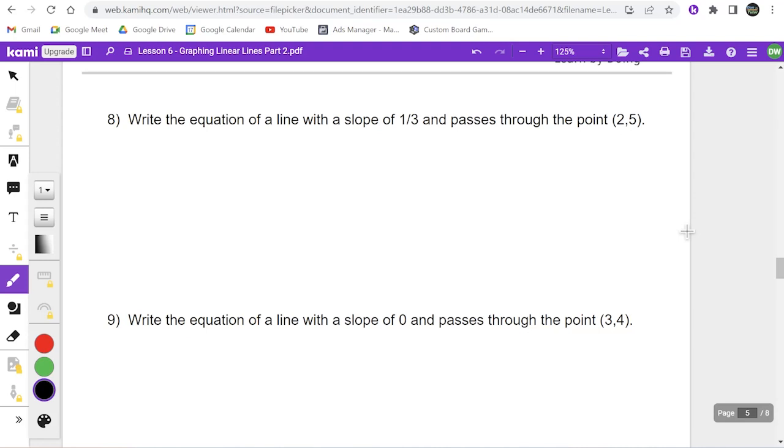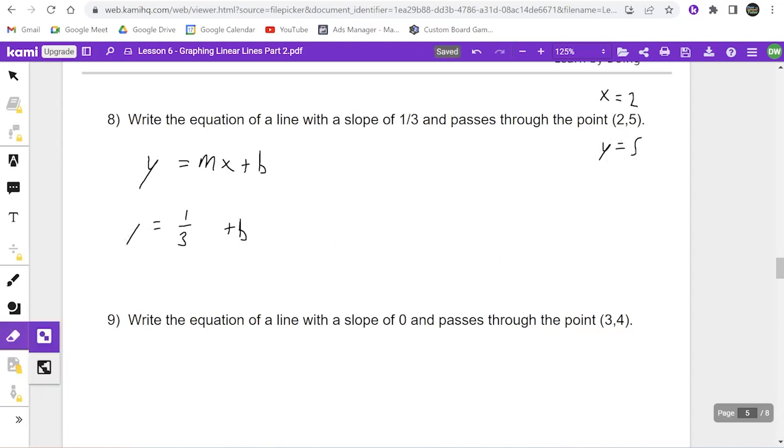Okay, so here's what I'm going to say. You can either do y equals mx plus b, or you can do y minus y1. I'll do y equals mx plus b for today. So y equals 1/3 x plus b, and then we're saying x is 2 and y is 5. So I'll plug that in right here. So y is 5 and x is 2.